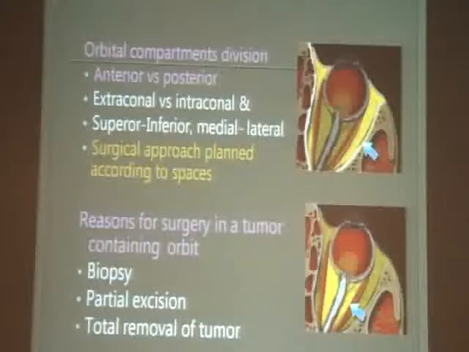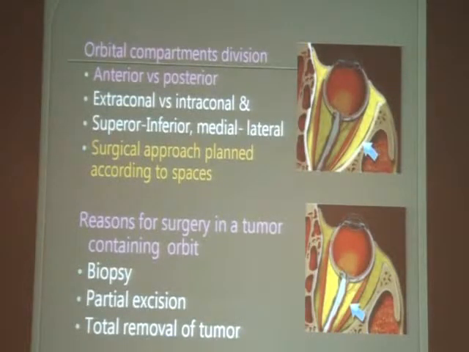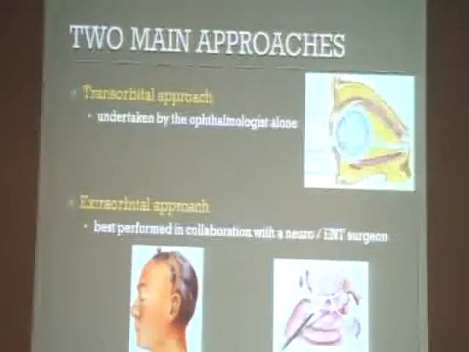Orbital compartment divisions can be anterior versus posterior, superior, inferior, medial, lateral. Surgical approach is planned according to these spaces. As we can see over here, this yellow highlighted area is the intraconal space, and here the highlighted yellow is the extraconal space. So the reasons for surgery in a tumor-containing orbit could be any of the three: either we are doing it to just have a biopsy, or to partially excise it, or to have a total removal of the tumor.